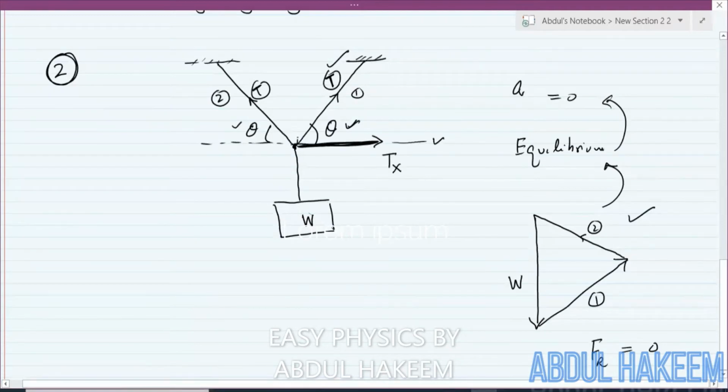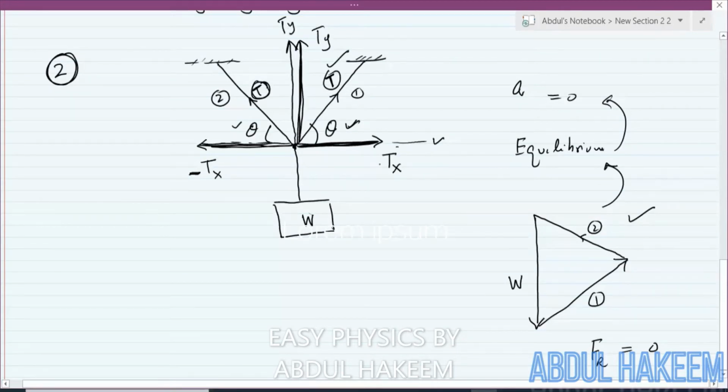And the line perpendicular to this one is its y component. Similarly, for this left side tension, the line adjacent to the angle is its x component, but it is directed towards the left. So this component is negative, and its y component is also exactly upward, so Ty.